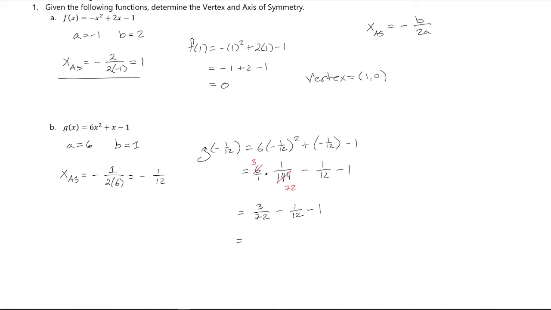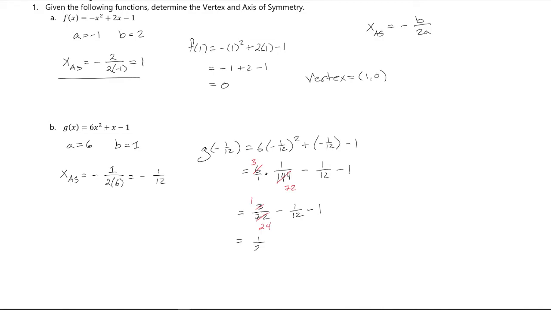3 goes into 60 20 times. So 3 goes into 3 once, 3 goes into 60 20 times, and then we'd still need 12 more to get to 72. So 3 goes into 12 4 times, so that's a total of 24. If I go 24 times 3, I'd get 3 times 20 is 60, and then 3 times 4 is 12, and 60 plus 12 equals 72. So the denominator is going to reduce to a 24.